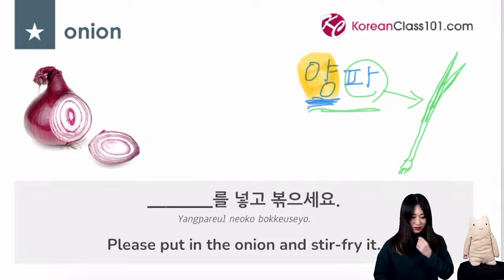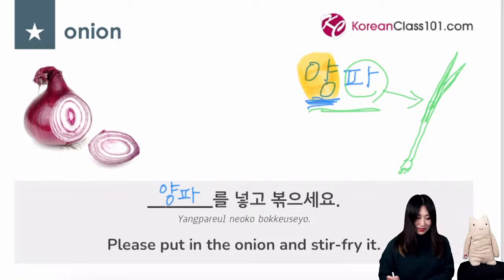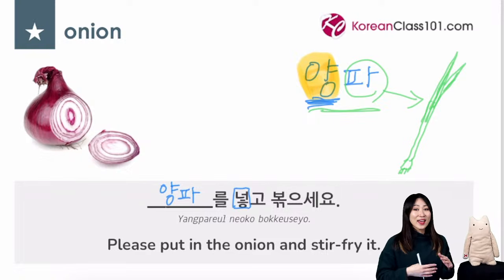Okay, 양파. So here's an example sentence. Please put in the onion and stir fry it. 양파를 넣고 볶으세요. So 양파를 넣 is from 넣다. 넣다 means put in, add, include. So 양파를 넣다. And 고. What is this 고?